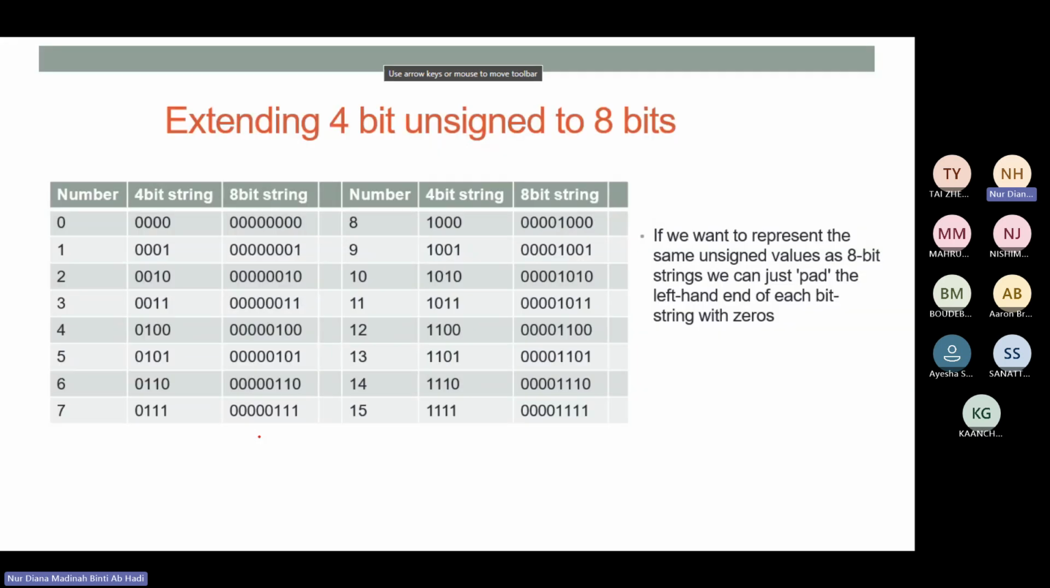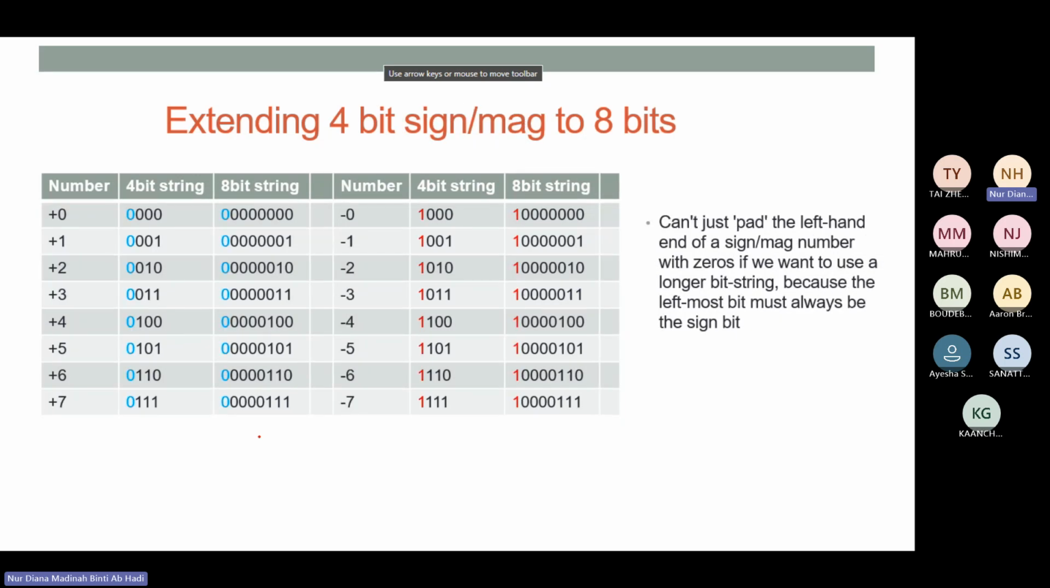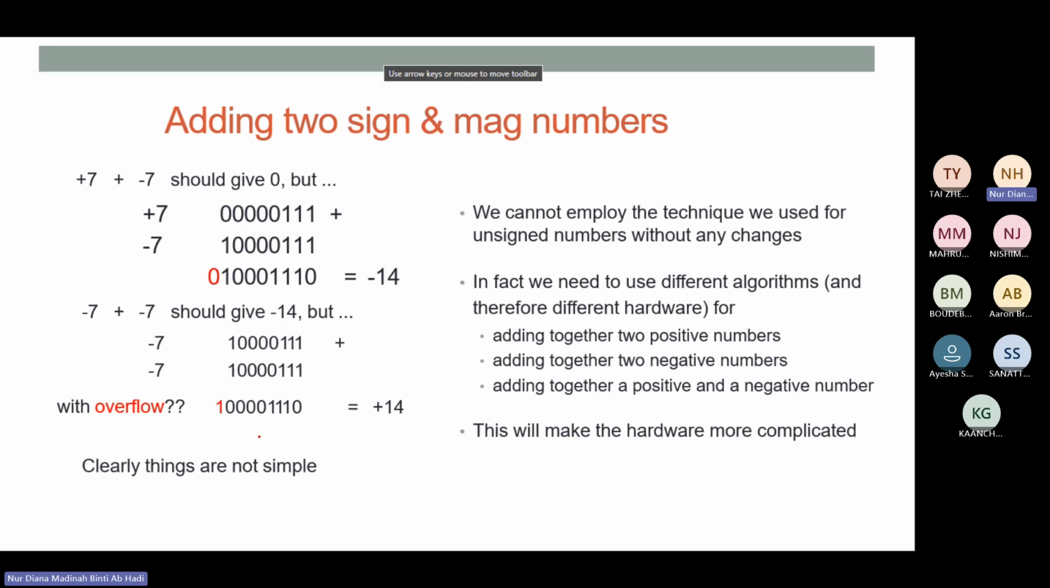Okay, so this would be the example for 4-bit and 8-bit. Okay, for the unsigned. Well, for this one would be the 8-bit and 4-bit for the signed value. Okay, so by adding the two signs, we cannot employ the technique we use for unsigned numbers without any changes. Therefore, we need to use a different algorithm for different hardware. Okay, so these things will make your hardware very complicated.